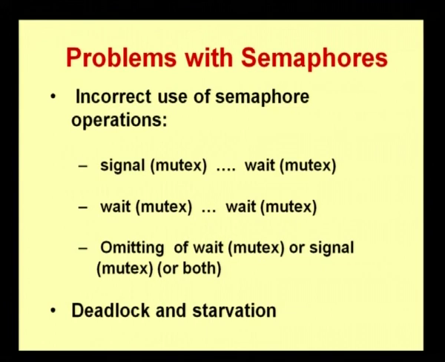The next problem of semaphore is about deadlock and starvation. In starvation, if it is an indefinite blocking, then it goes to starvation. If two or more processes are going to wait for a single resource, then it enters into a deadlock state. That is also a problem with a semaphore.